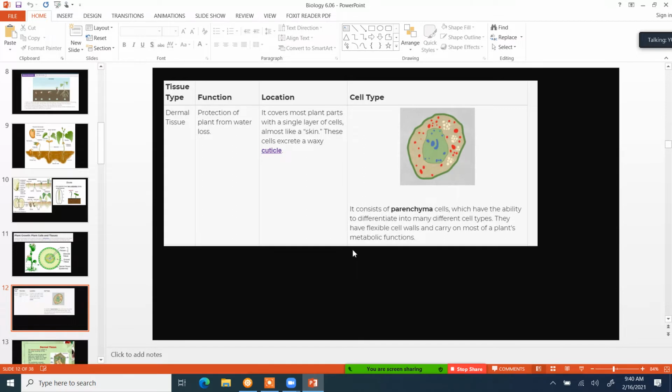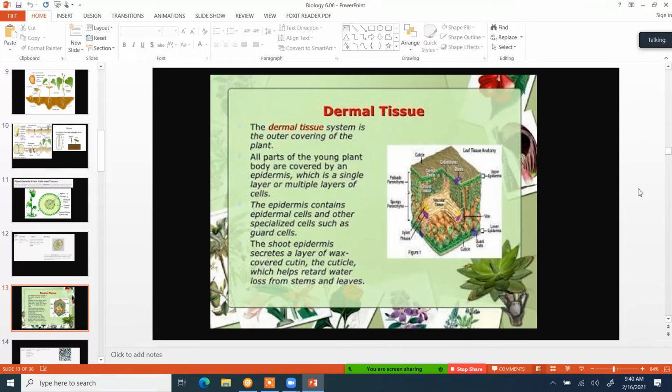Oh, okay. So it says it consists of parenchyma cells, right? Parenchyma cells differentiate, or turn into, many different kinds of cells. So dermal cells are made of these cells called parenchyma cells. We're going to see this word again. This picture is just showing the same thing. Dermal tissue covers the whole plant, and all parts of the young plant are covered by epidermis, which is a single layer or multi-layer of cells, right?